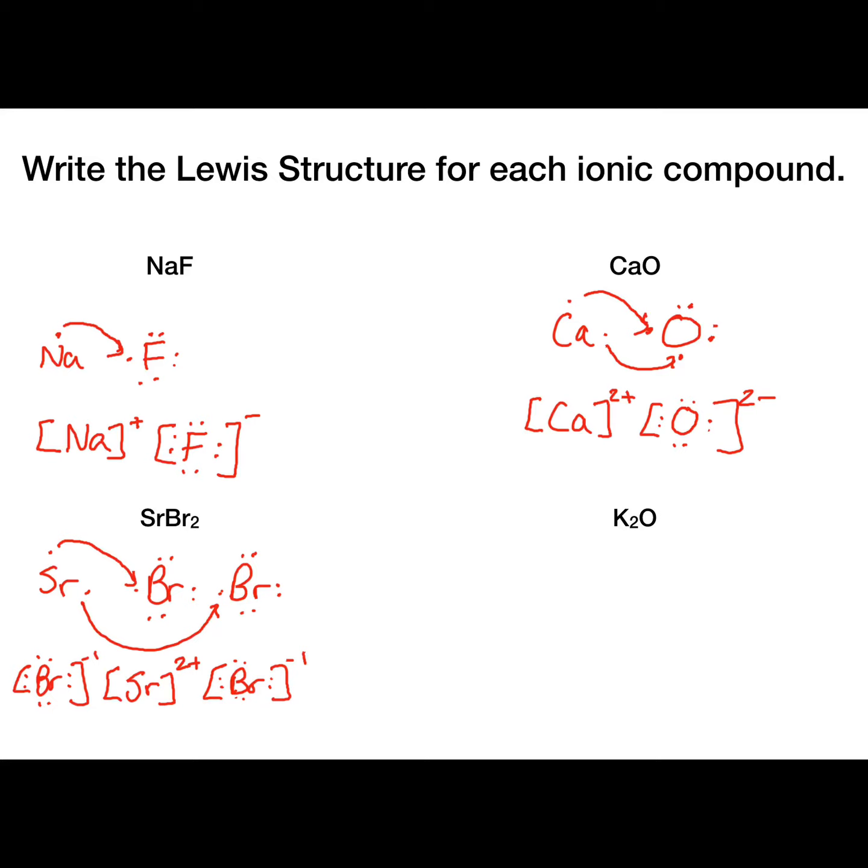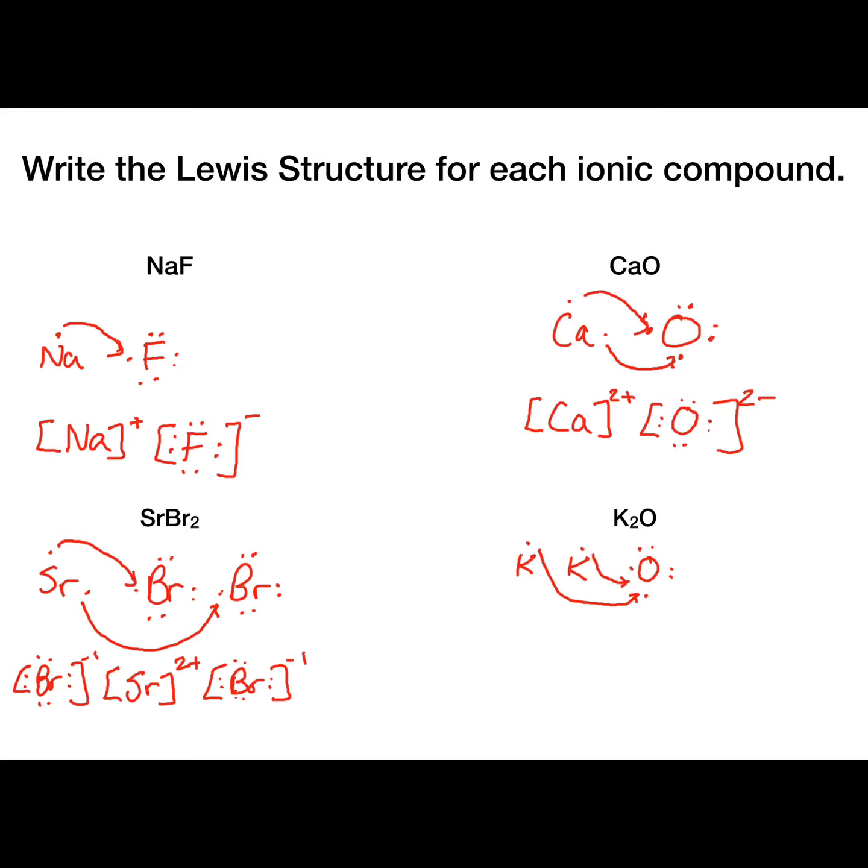Next, we have potassium oxide. Now there's 2 potassiums, and each of the potassiums has 1 valence electron, and the oxygen has 6 valence electrons. So we have our potassium with 1, another potassium with 1, and our oxygen with our 6. Now each of these potassiums are going to donate a valence electron to our oxygen like this.